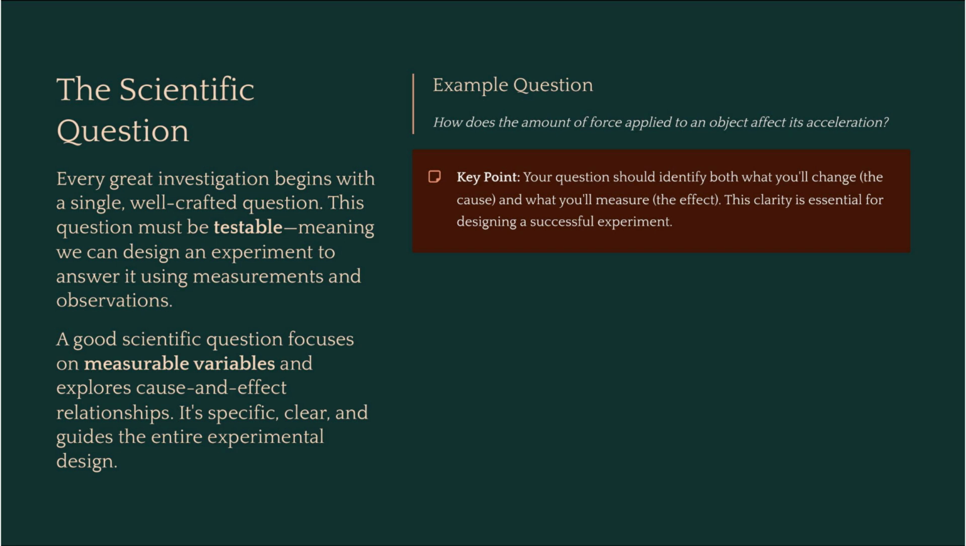Every strong investigation begins with a crystal clear scientific question. This question can't be vague. It must be testable and measurable. For example, a good question might be, if I increase the mass of a cart, how will that affect the distance it rolls on a flat floor? This question directs your entire experiment and focuses your data collection.